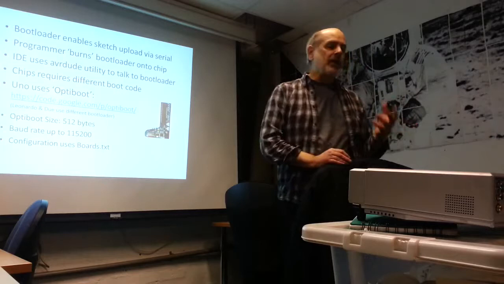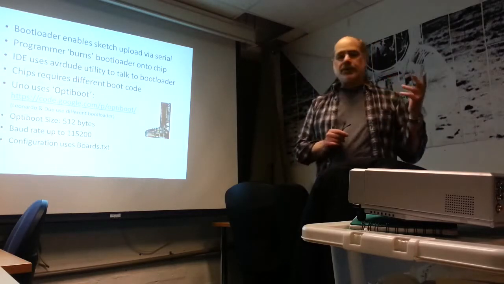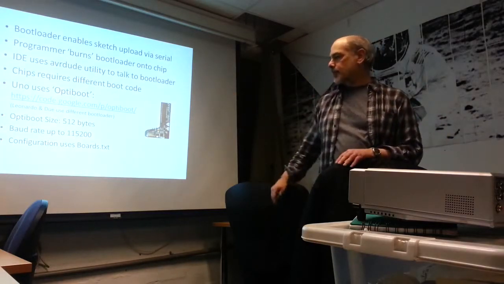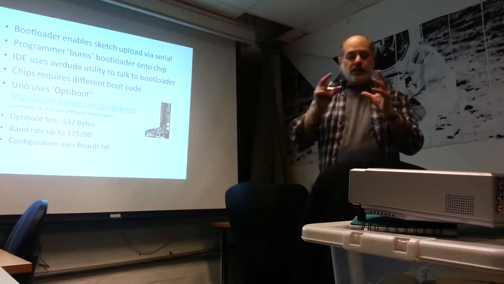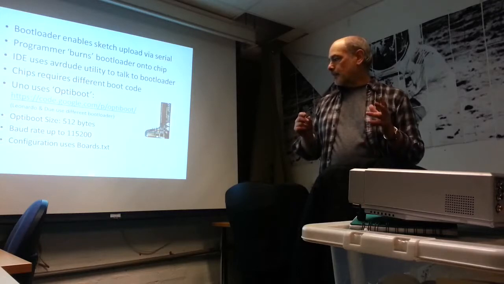The Leonardo, because it has USB built into it, and the Due, because it's a 32-bit device, use different bootloaders. So we're primarily going to focus on the one that's in the standard Uno. The actual bootloader code itself is 512 bytes.